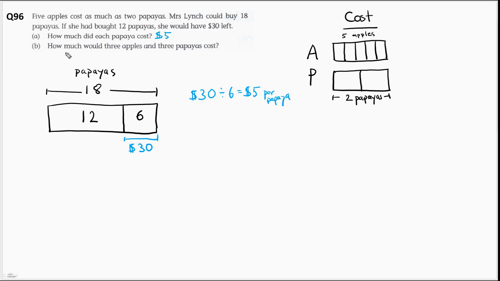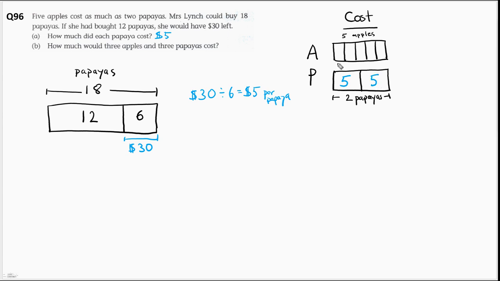Okay. Are we finished? No. We need to know what 3 apples and 3 papayas cost. Well, we don't know the cost of an apple yet. Let's see what we can do over here then. Now, if you hadn't drawn a model, you would just have to think about how all of these amounts relate to each other, which is what you will eventually be able to do without using a model. But for the moment, this is really great for being able to visualize. Now, we know that each papaya costs $5. This represents 2 papayas. So this is 5 and this is 5.